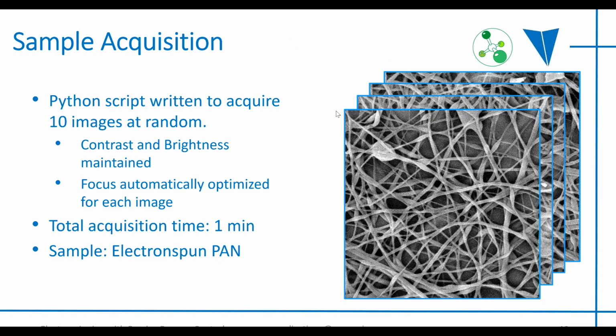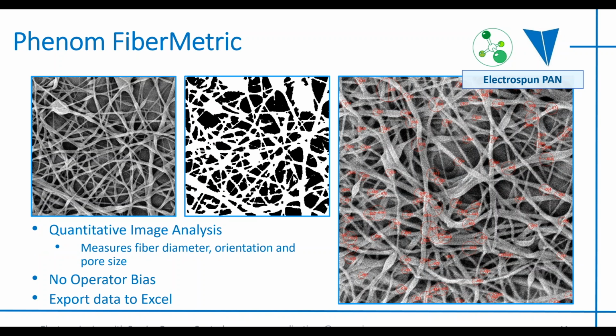So just as an application example, we have some electrospun PAN fibers here, and I wrote a Python script to control our stage and had it acquire 10 images at random. Again, this is about 5 seconds per image, and I was able to autofocus and maintain contrast and brightness across the whole run, and the total acquisition time wound up being just shy of 1 minute. So we can acquire 10 images really quickly inside the SEM.